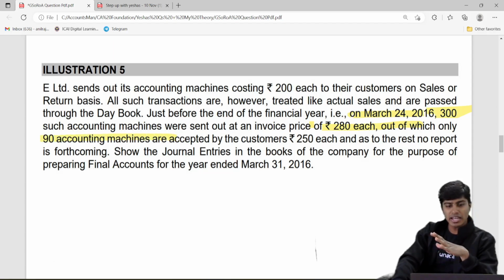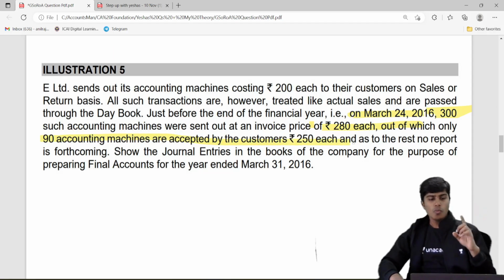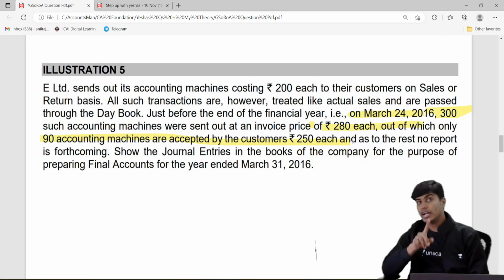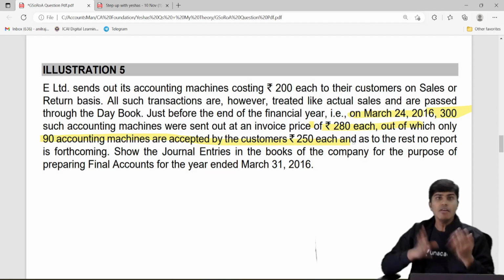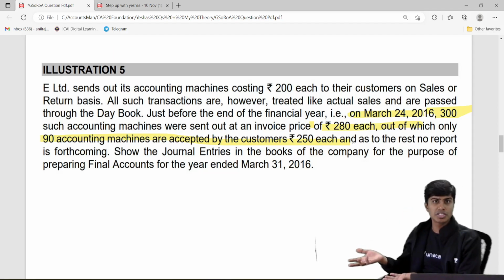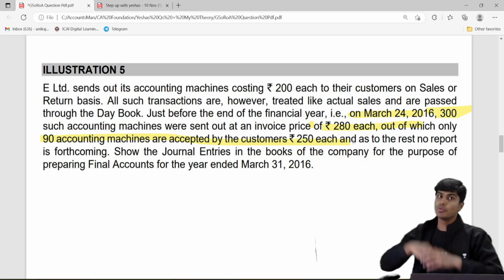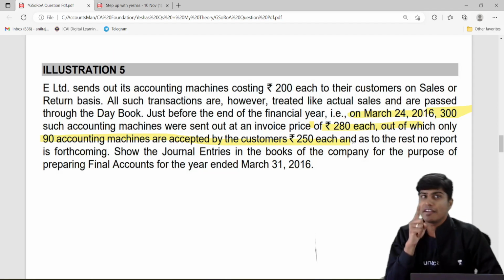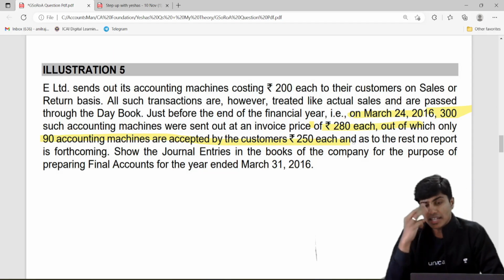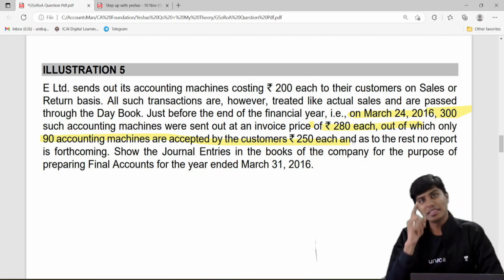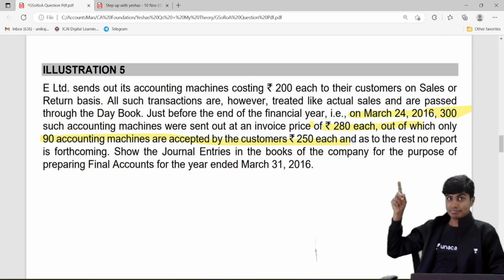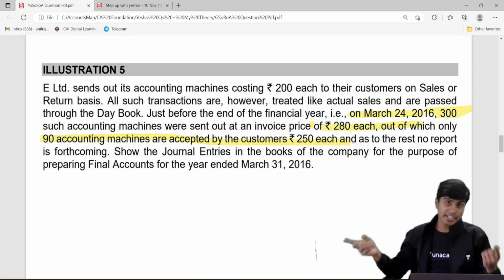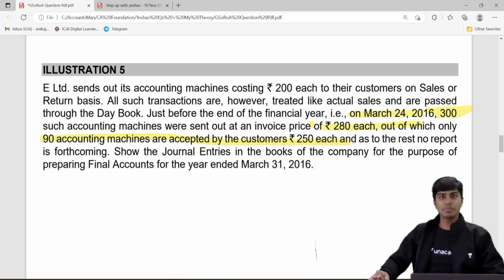90 accounting machines are accepted by the customers at rupees 250 each. When the customers accept, we don't have to write any separate entry. Why? We already passed the sales entry optimistically when we sent, even before we received acceptance. However, here the acceptance is received at a price of 250, which is 30 rupees lesser than the price at which we sent. So we had initially recorded the sale entry at 280. We've received the acceptance at 250.